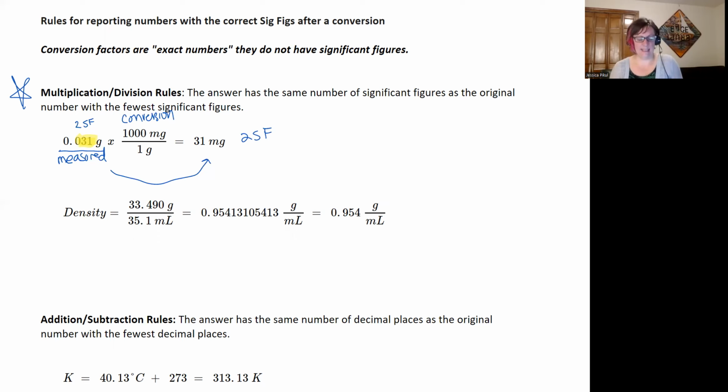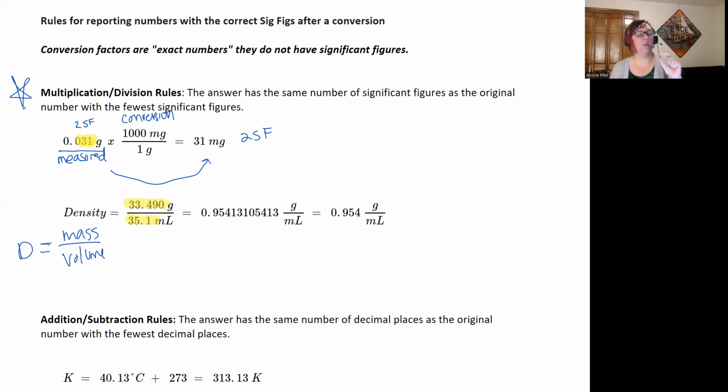So let's look at a harder one with density. Density is equal to mass divided by volume. So let's say I have an object and I measure its mass and I measure its volume. So I have 2 measured values. Then I am going to get a huge string of numbers when I calculate the density by dividing 33.490 by 35.1 in my calculator. And I'm like, well, that's a lot of numbers in my calculator. And that's because your calculator will just keep going.